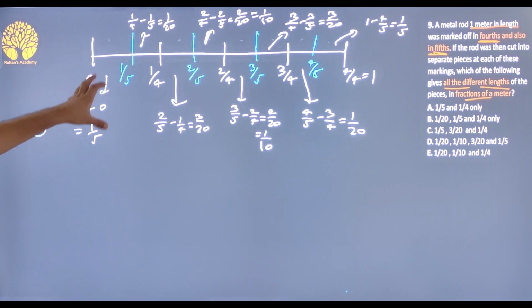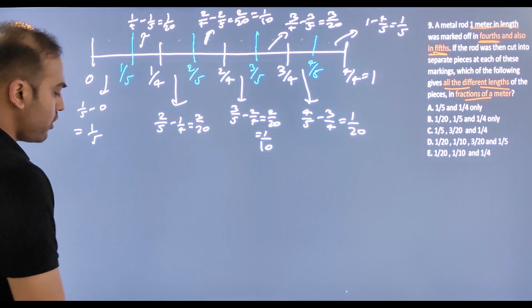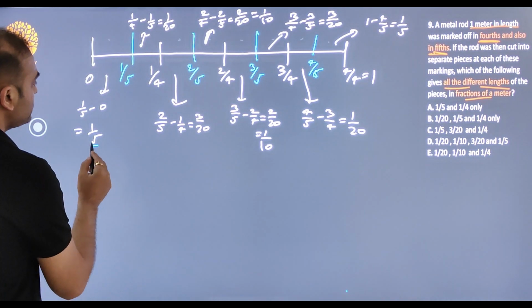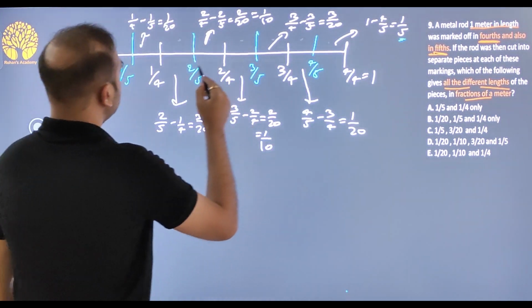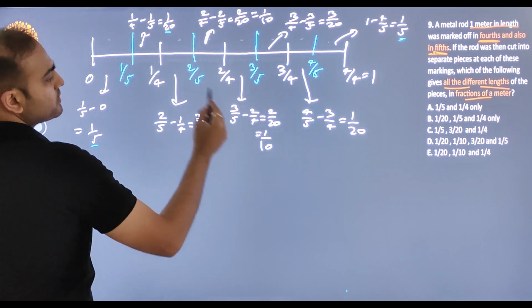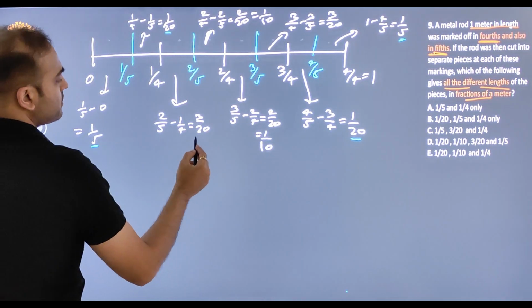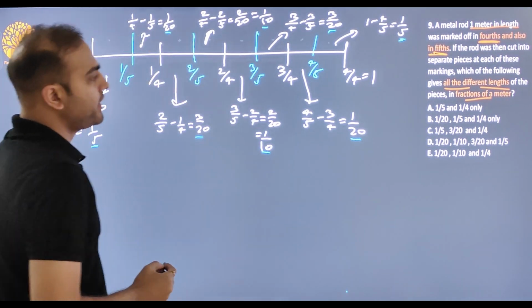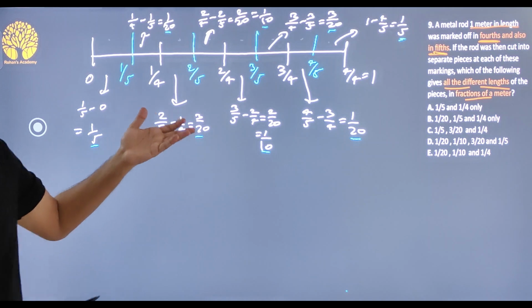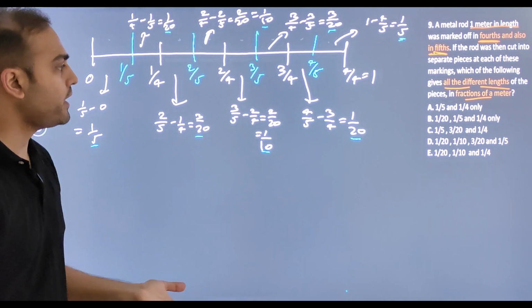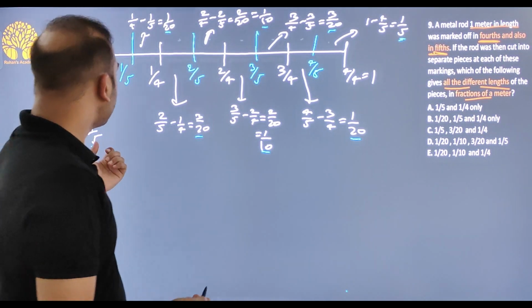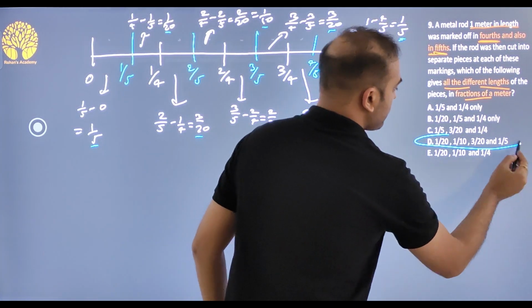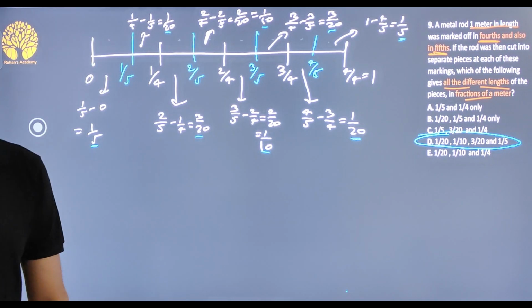So these are the 8 lengths. One thing you will observe: the first and last are the same. Second from last are the same. Third from last, and fourth and fifth, they are the same. So it's basically broken into symmetric parts, which kind of makes sense also. So what are the various lengths? 1/5, 1/20, 3/20, 1/10. These are the lengths.